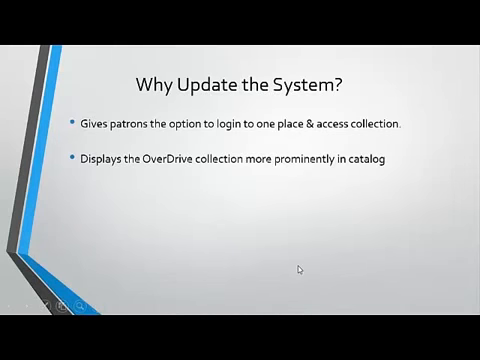So why update the system? This gives patrons the option to log into one place and access the Overdrive collection. As you've seen with our new catalog with BiblioCommons, our ebooks are searchable within the catalog. So instead of patrons logging into BiblioCommons and then being directed to Overdrive, patrons can just log in one place and download their materials. This also helps us display the collection more prominently in the catalog. So hopefully through this new system, we'll get more clicks and more checkouts.